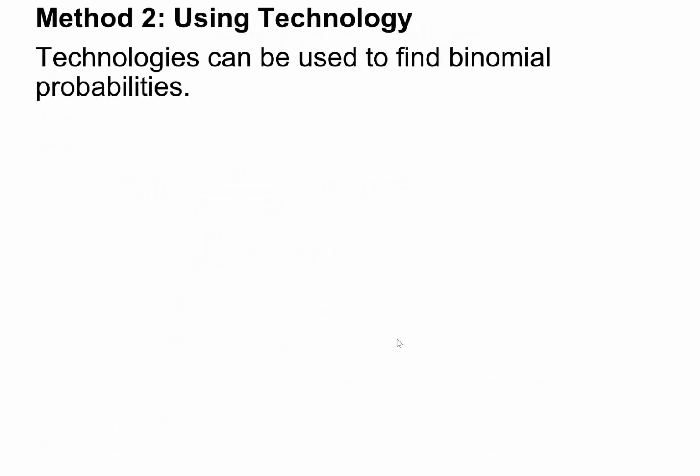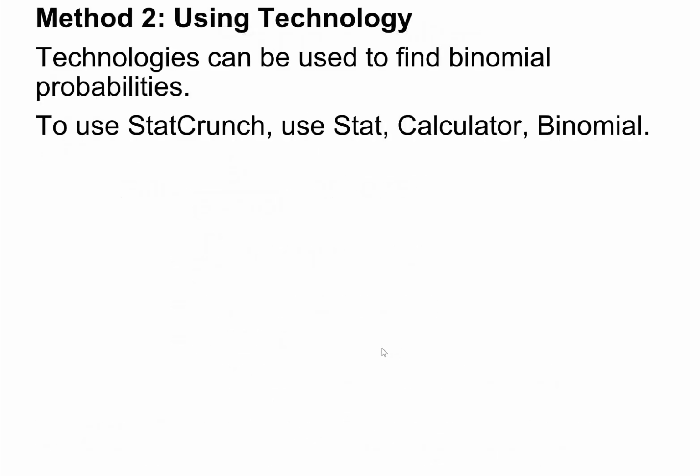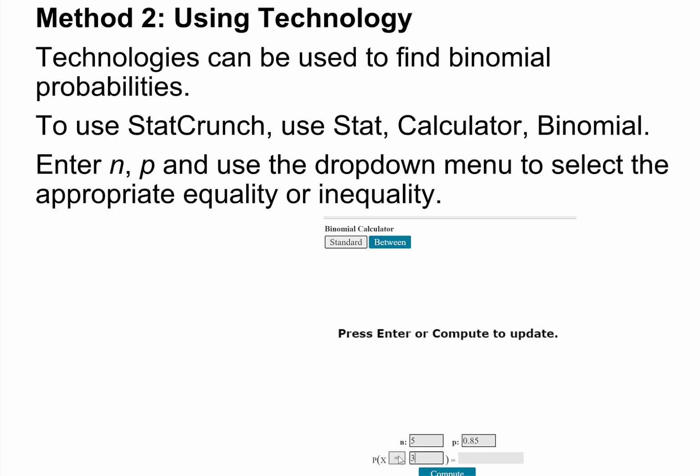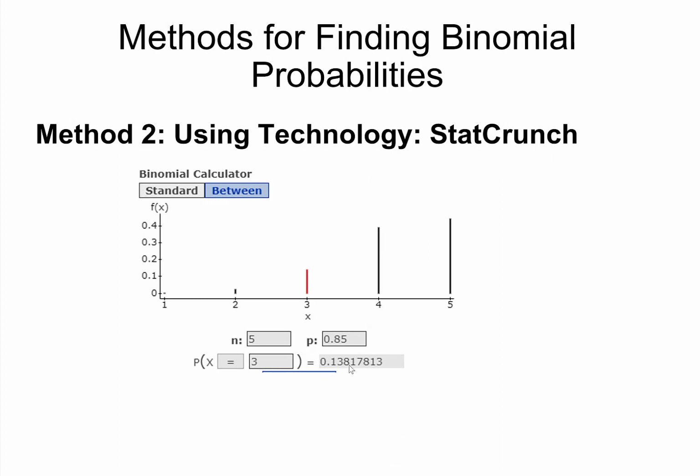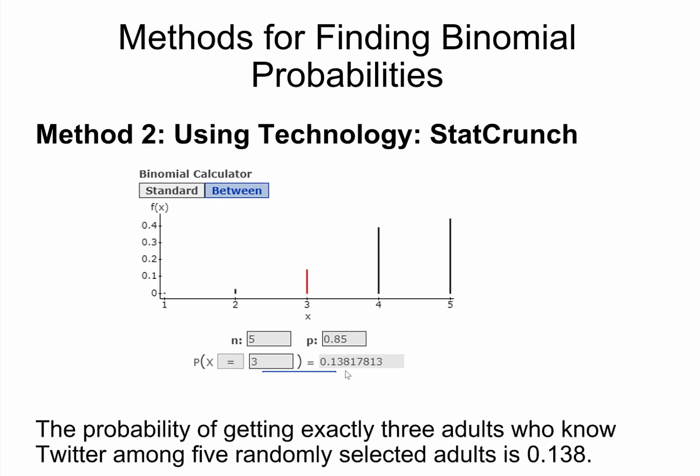Okay, so now if we're going to use technology, much easier. In StatCrunch, you use the command Stat, Calculators, Binomial, and down here you enter n, the number of trials, the probability of success, and then this little window here, X, and you have a drop-down menu for different combinations. You could have greater than, less than, greater than or equal to. We just want X equal to 3. And then when you hit compute, the probability is going to come out in this little window here. And there's my probability, 0.138, which is the same probability that we got if we used the formula and did it by hand, but it's much easier and less cumbersome to use StatCrunch.